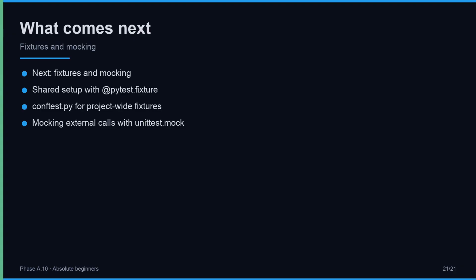Next we go further into PyTest. We learn about fixtures, a clean way to share setup code across many tests. We meet conftest.py, the file where project-wide fixtures live. And we learn about mocking, how to fake an external call, like a request to an API, so your tests run fast and never touch the network. These 3 tools take you from beginner to comfortable with real-world testing.